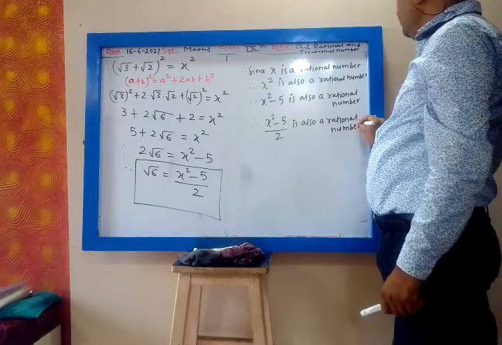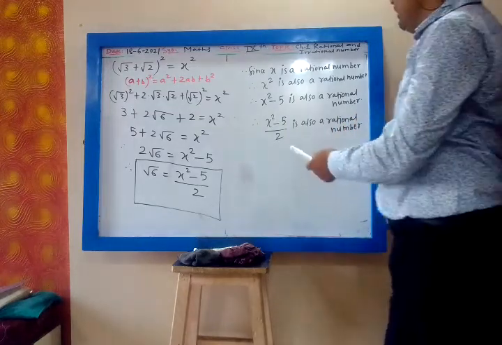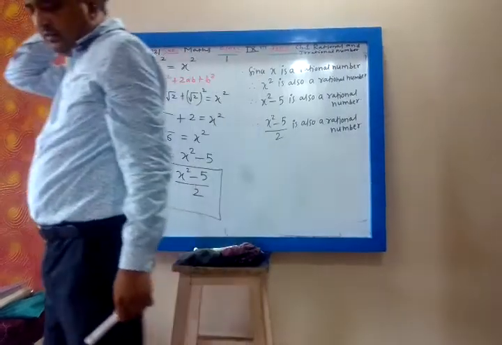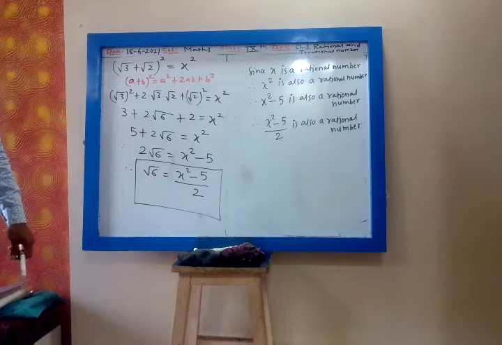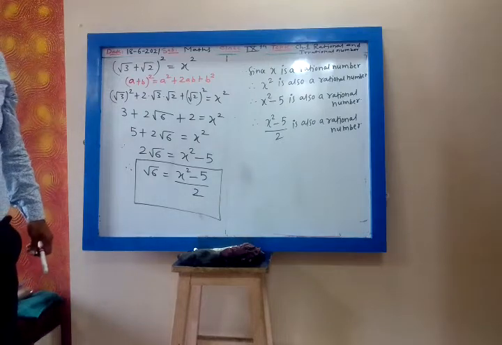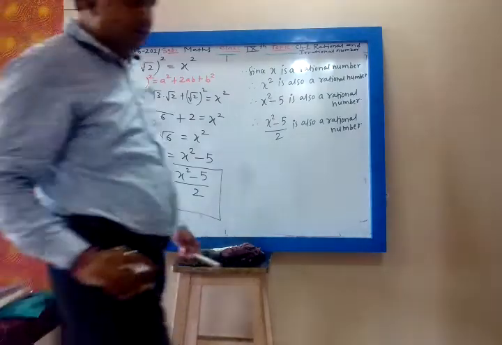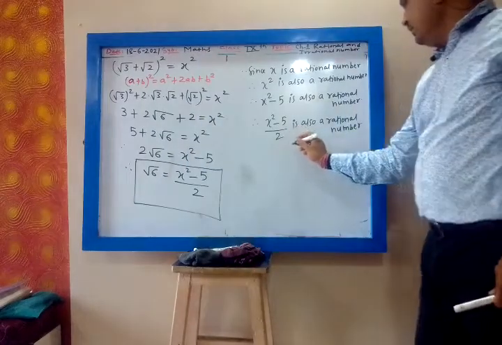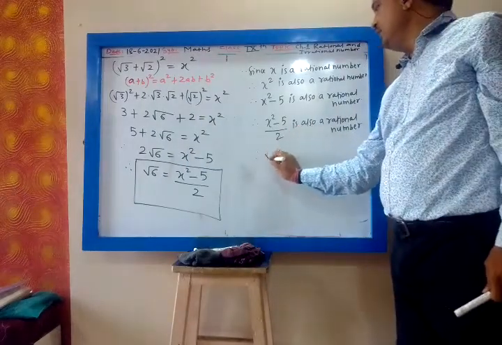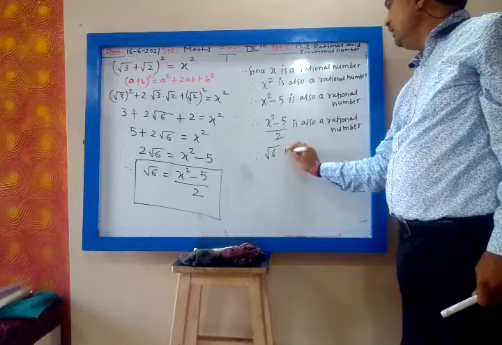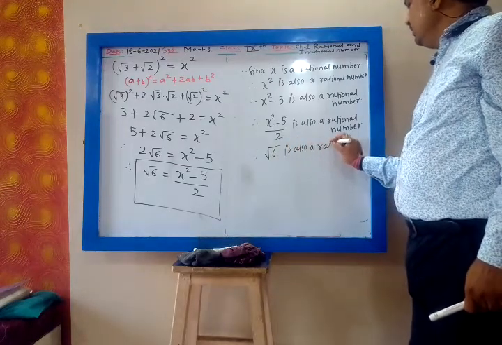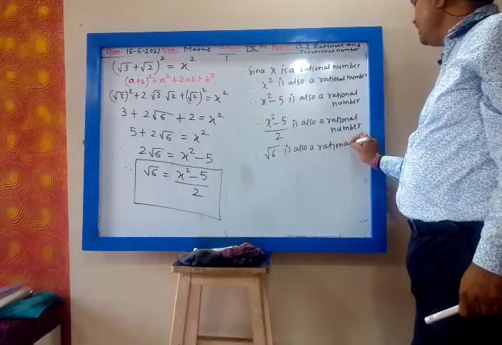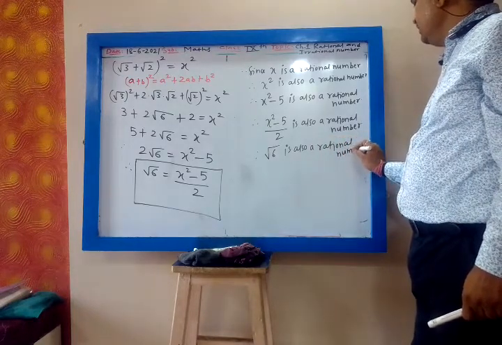Correct? But what is x square minus 5 by 2? Yes, tell me. What is x square minus 5 by 2? Irrational number, yes. So x square minus 5 by 2 is root 6. Root 6 is also a rational number. We are getting root 6 as a rational number because of the wrong assumption.